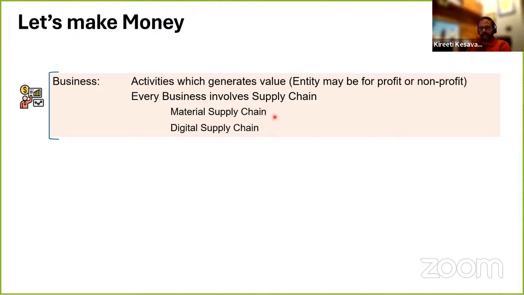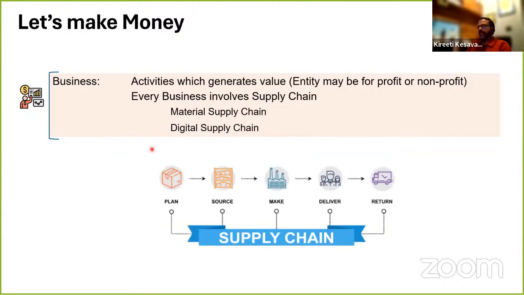Another second important point I'm bringing up here is that every business has a supply chain, right? There is a material supply chain and there is a digital supply chain. When I'm talking about a material supply chain, consider a manufacturing entity or a medical science company, any of these physical, product-oriented companies. It has a very typical supply chain that you see on the screen.